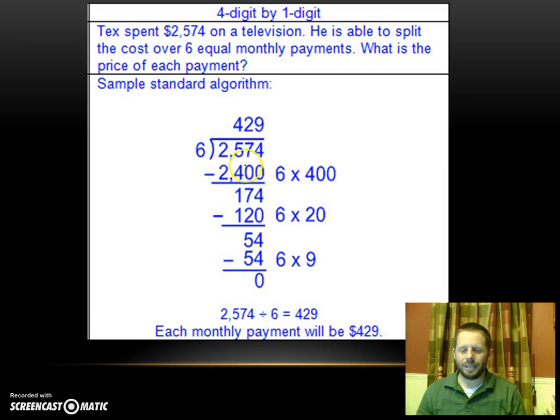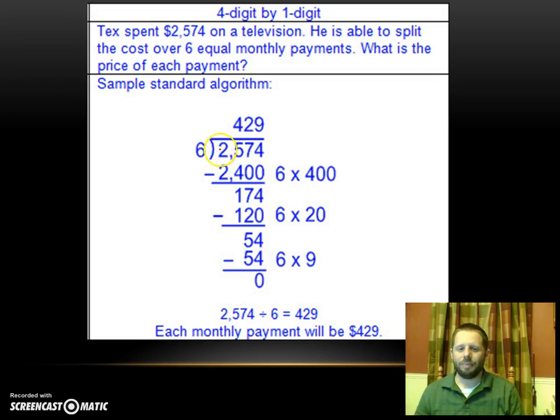And so again, this time they're using that place value method. So this is not really your standard algorithm, but this works. This is just a different way of looking at it. So we're looking at place value. So the question is, how many times would 6 go into 2,574? Well, the closest we can get is 400 times, because 6 times 400 is 2,400.